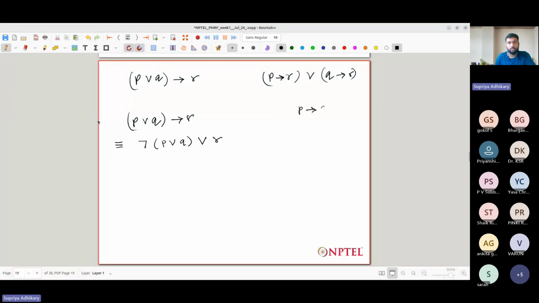Since P implies Q, that is logically equivalent to not P, disjunction Q. And from De Morgan's law, we can simplify this part: the conjunction becomes the disjunction, and the literals P and Q become negation P and negation Q. Finally, we have disjunction R. Now we can use the distributive property: we distribute this disjunction over this conjunction.